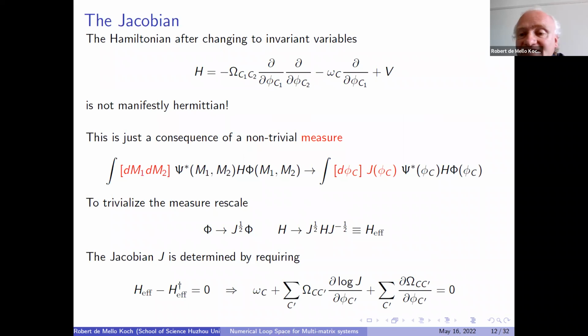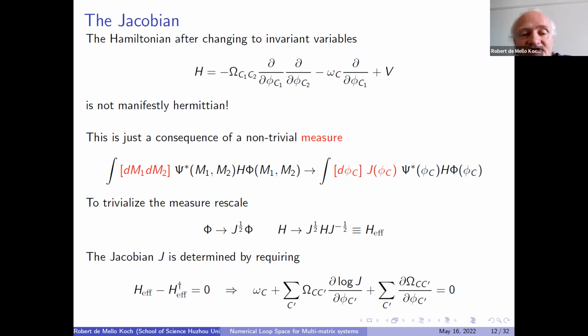So after rewriting the Hamiltonian in terms of invariant variables, it takes the form shown on this slide. And you can see that that Hamiltonian is not manifestly Hermitian. If you are working inside loop space and you try to do an integration by parts, these derivatives are going to get caught on capital omega and little omega. So just naively doing an integration by parts gives you a Hamiltonian that's not Hermitian. So where is this non-Hermiticity coming from?